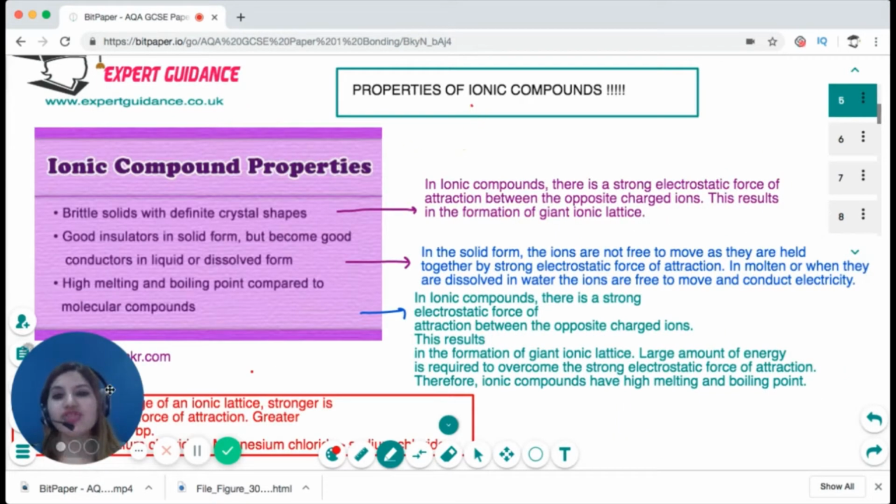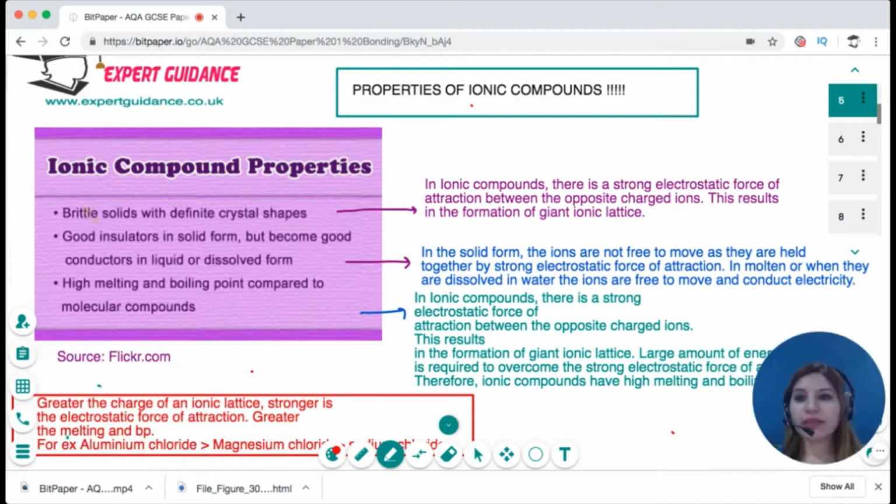Next, you should know the properties of ionic compounds. They are brittle solids with a definite crystal shape. They are good insulators in solid form but become good conductors, and this is very important, in liquid or dissolved form. They have high melting and boiling points compared to molecular compounds. Now, you should know the reasons for these properties.